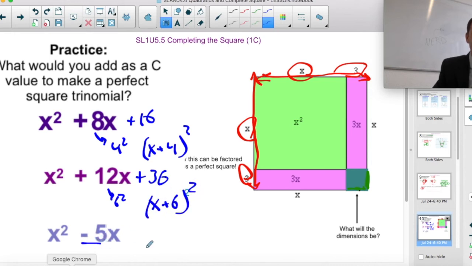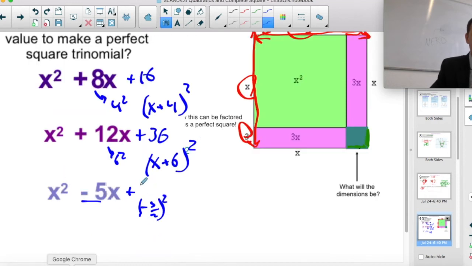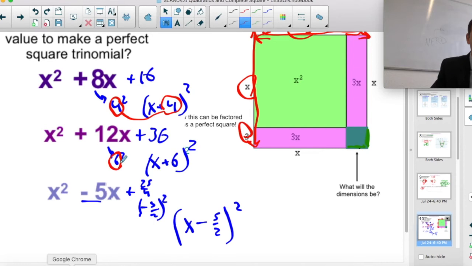This you cut in half, -5/2, and you square it. And so, because you're squaring double negatives, you'd have to add 25/4 to that. And when you factored it, it would turn into x minus 5/2 squared, right? It's always this number that's in this factor, this number that's in here, this number that's in here.